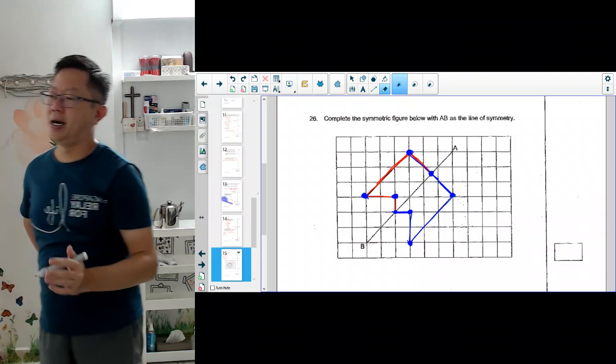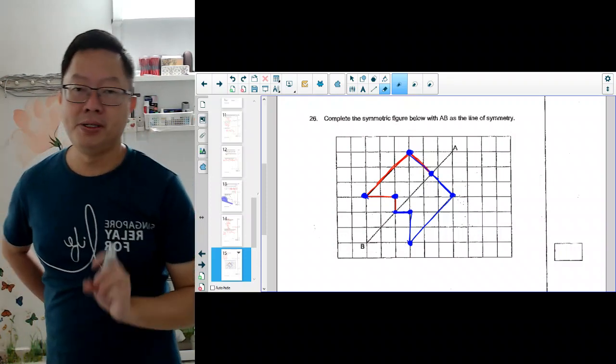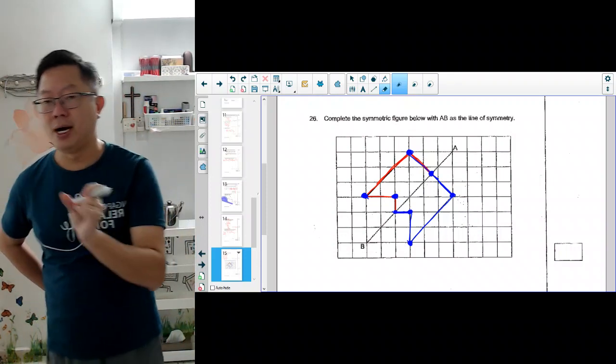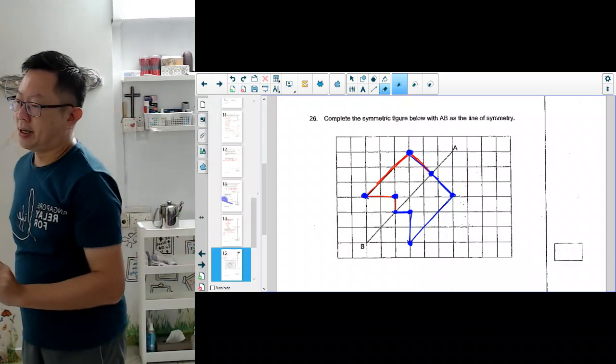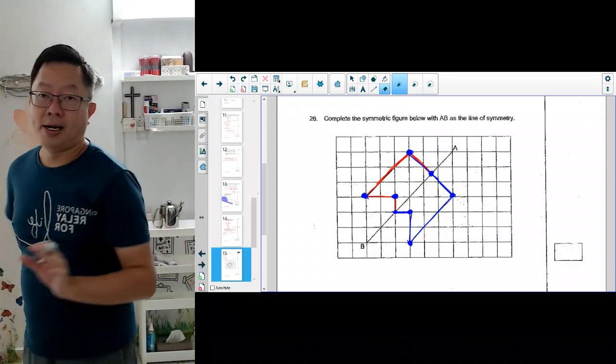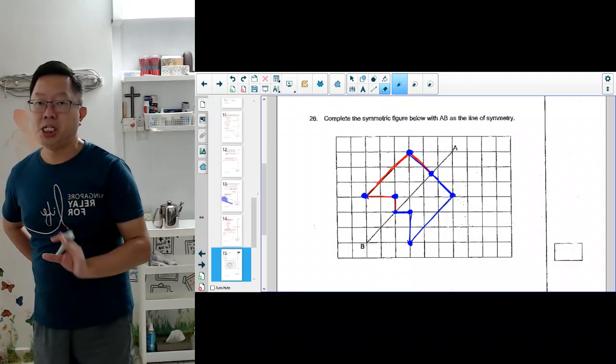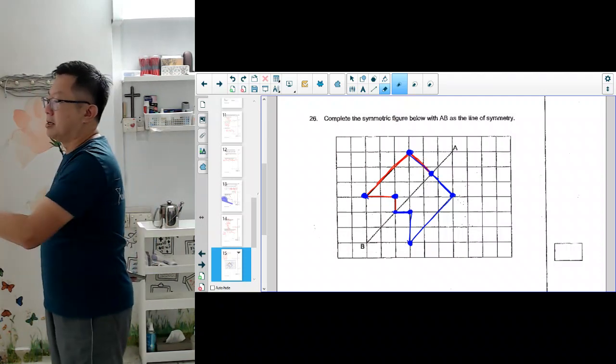That's how you complete the other half, by using the square boxes to count. Okay, so the two sides look identical. It's actually a mirror image, right? It's the same. Okay, let's go to the next question.